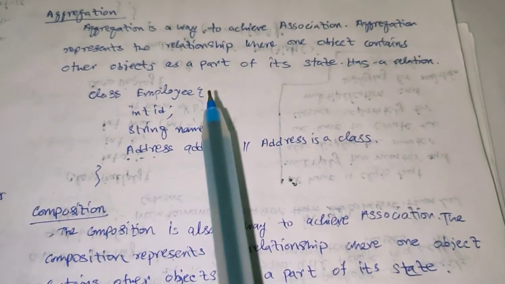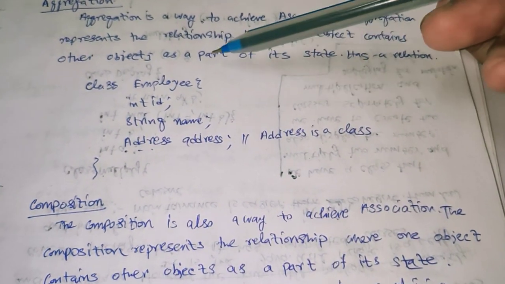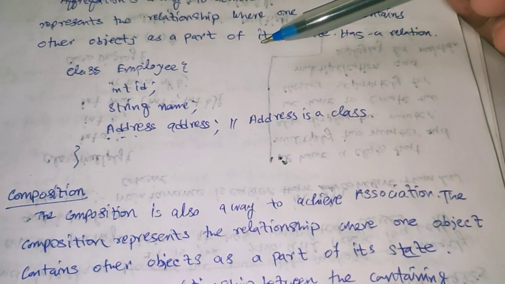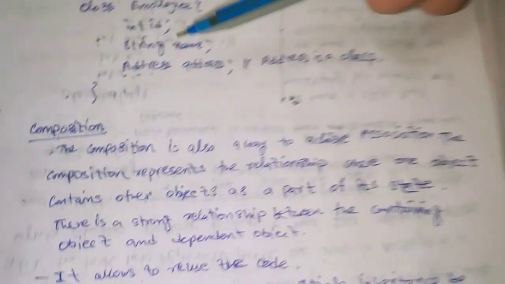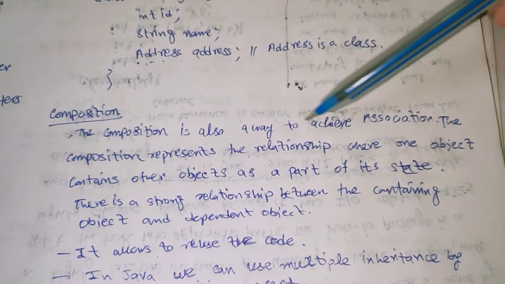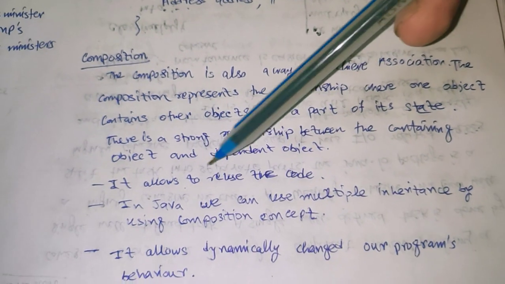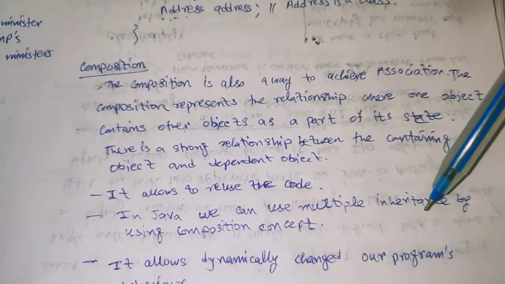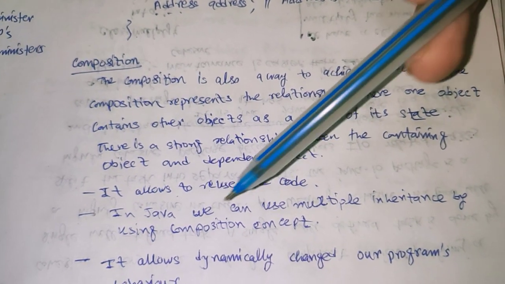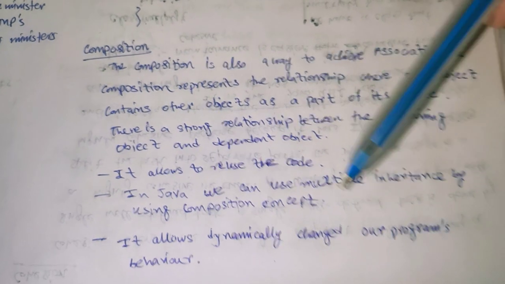So aggregation means a relationship where one object contains another object as a part of its state. Here, Employee has an Address, a "has a" relationship. And composition is also a way to achieve association. Composition is beneficial because it allows us to reuse the code. We can use multiple inheritance by using the composition concept. It also allows us to dynamically change our program's behavior.